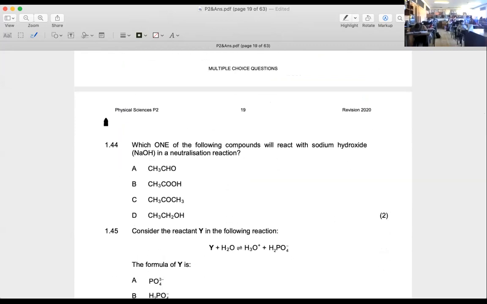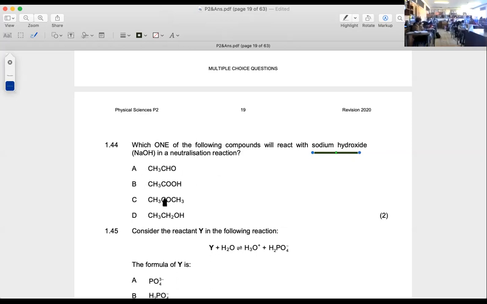Okay, 1.44. Which one of the following compounds will react with sodium hydroxide? Ah, my old friend sodium hydroxide. A hottie with a nottie. In a neutralized reaction. Okay, sorry, I got all excited for nothing. But yeah, this looks like it could be. Which one of the following compounds will react with sodium hydroxide in a neutralization reaction?